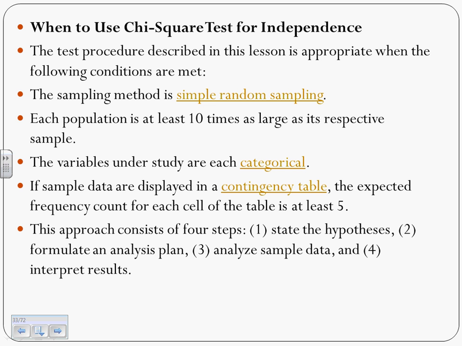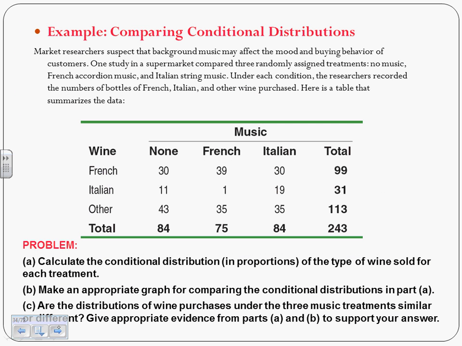State the hypothesis, formulate an analysis plan, and analyze sample data and interpret results. Here we go. Let's do this example. Market researchers suspect that background music may affect the mood and buying behavior of customers. One study in a supermarket compared 3 randomly assigned treatments: no music, French accordion music, and Italian string music. Under each condition, the researchers recorded the number of bottles of French, Italian, and other wines purchased. Here is the table that summarizes the data.